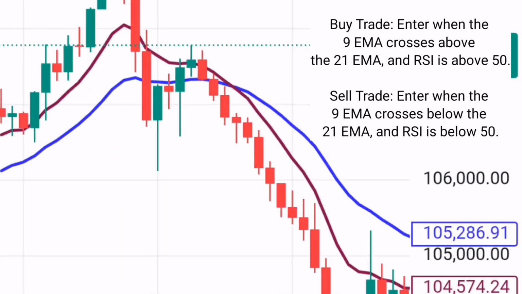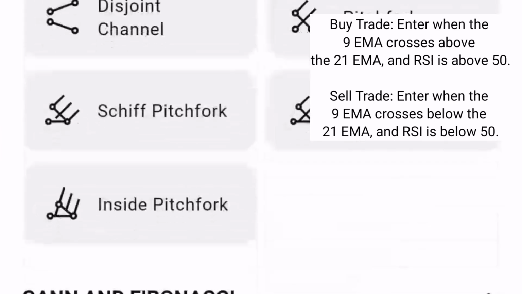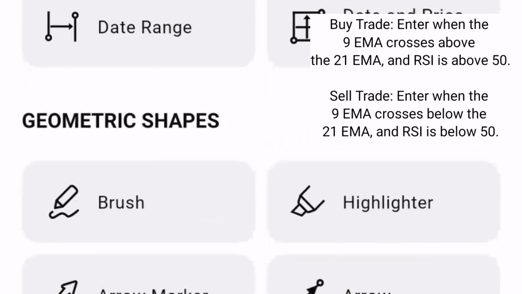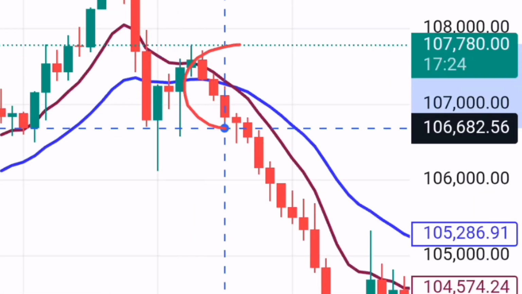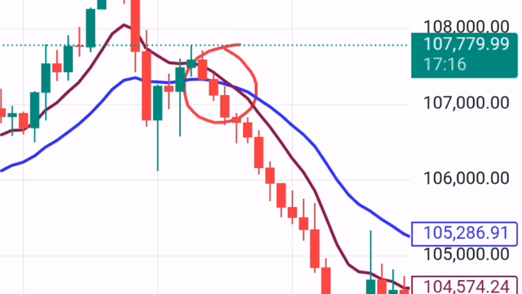Take profit targets: aim for a minimum risk-reward ratio of 1 to 2. For example, if your stop loss is 50 pips, set your take profit at 100 pips. Alternatively, use major support and resistance levels to set take profit zones. Trailing stop loss: as your trade moves in profit, consider moving your stop loss to break even when you hit half your target. This locks in profits and reduces risk.